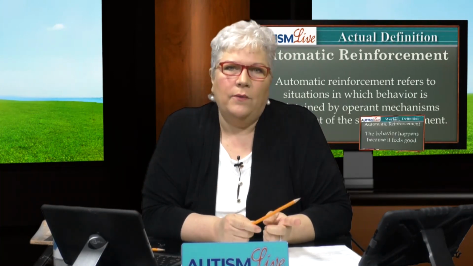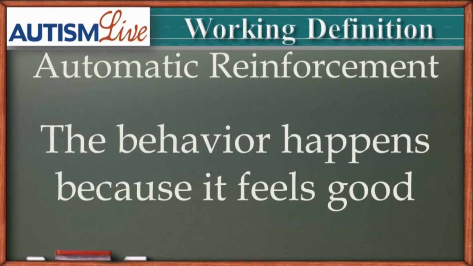Now it's convoluted for me, and even if I know what operant mechanisms are, which, you know what, I've been an autism mom for 14 years, and I could not come up with a definition for operant mechanisms. I'm sorry, I can't. I'm just saying. So this definition is largely useless to me. So let's move on to our working definition, and let's see if we can work backwards to see what this is. Automatic reinforced behavior is behavior that happens because it feels good.